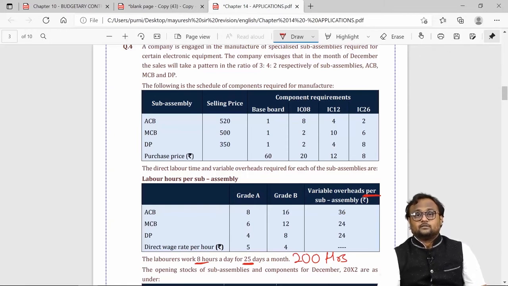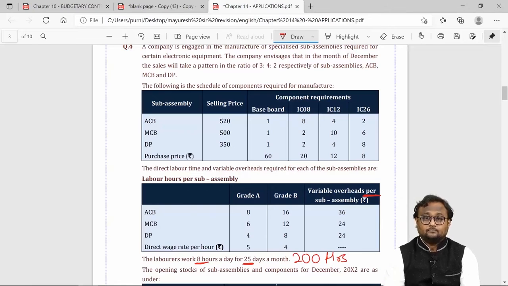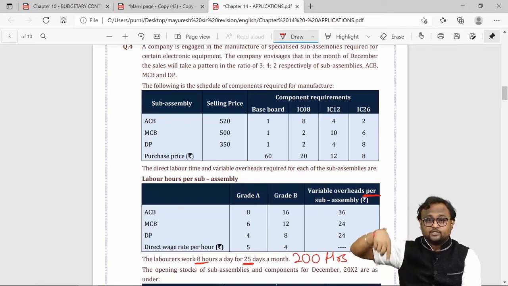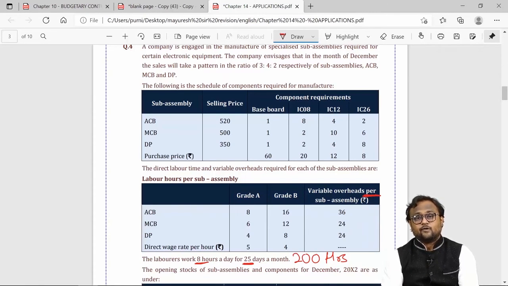See, I'll first revise something. You need contribution per unit of a finished product. If you need contribution per unit of a finished product, you will need finished goods columns: ACB, MCB, DP, three columns. Selling price of ACB, MCB, DP will be recorded on the first line, and then we'll subtract the variable cost to get the contribution per unit.